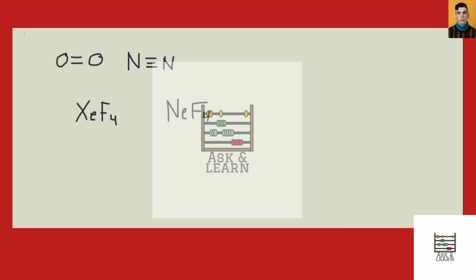So xenon has more space available for bonding than neon, so it's able to accommodate more atoms, and that allows it to break that octet rule.